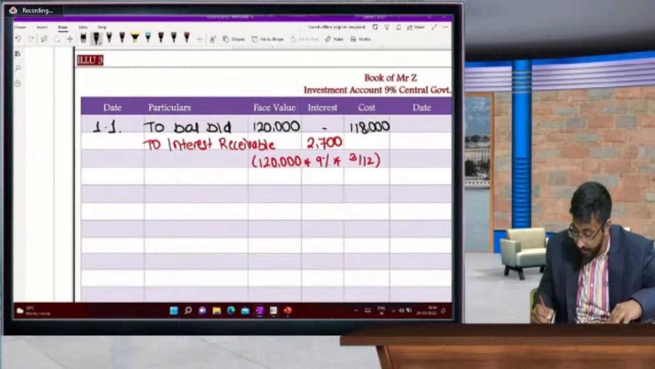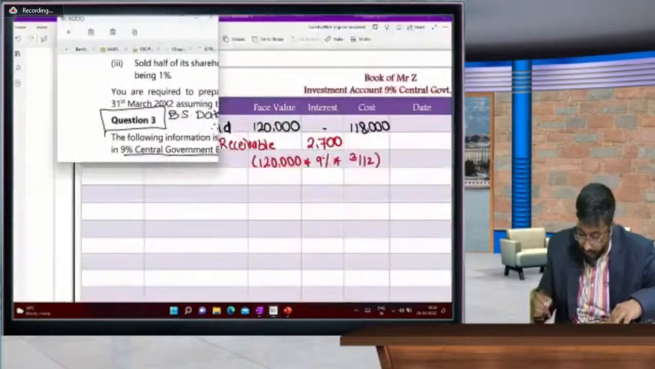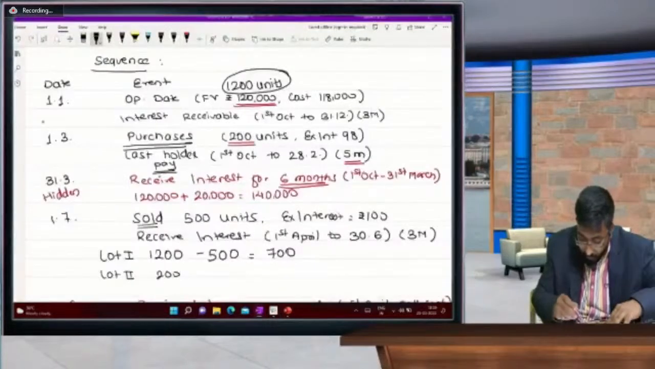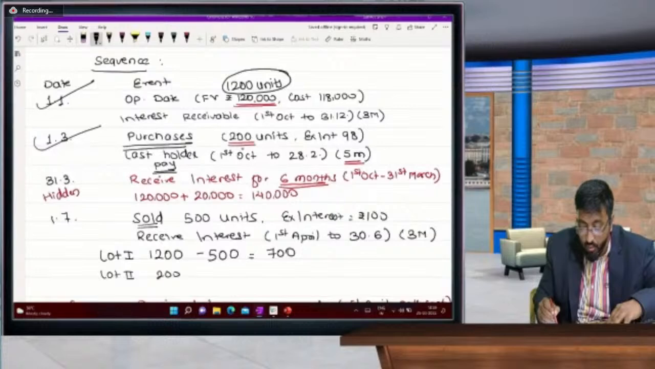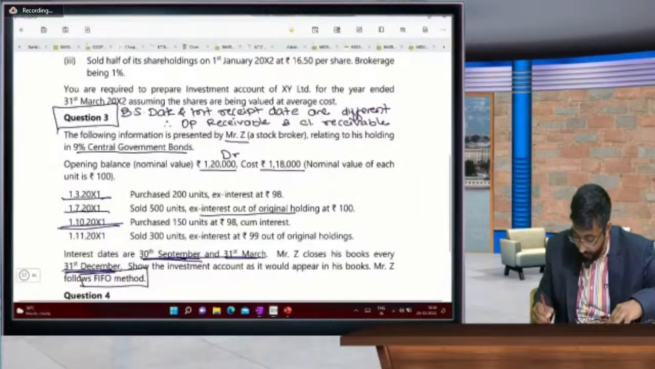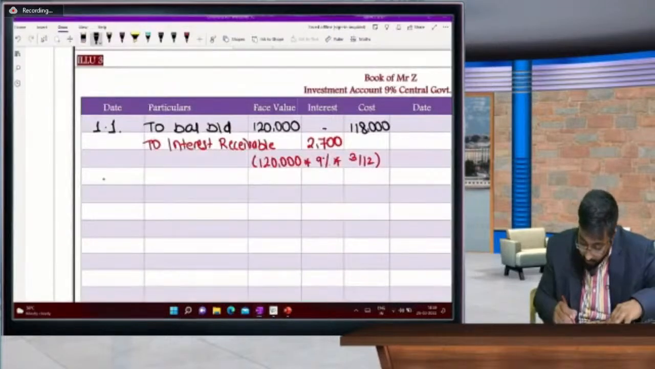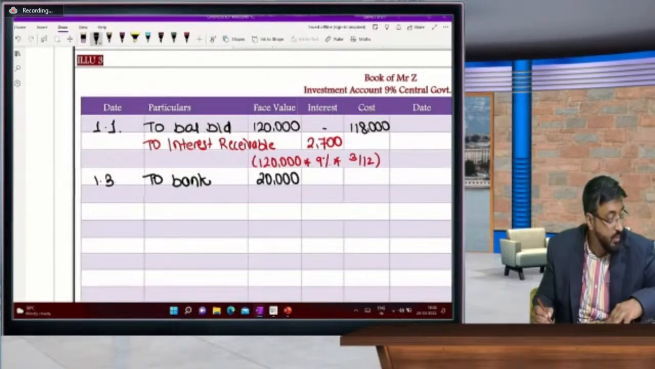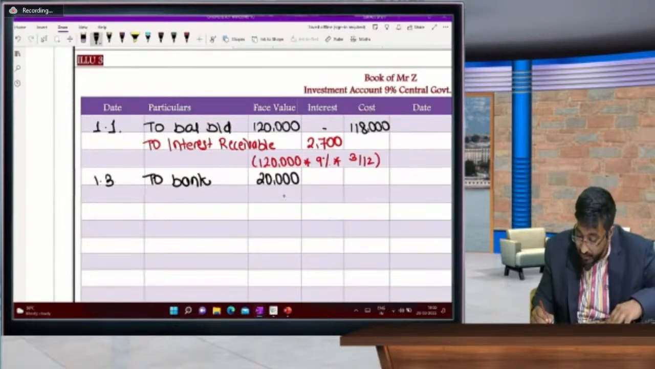Now, what is the next date? 1st March. Correct, che beta? 1st March को कितने यूनिट्स परचेस किए? 200 यूनिट्स. ओके सर, राइटिंग. 1st March to bank. 200 units means 20,000 बेटा. 100 से multiply किया, 200 into 100. How many months interest that you have to pay beta? So ABCD.